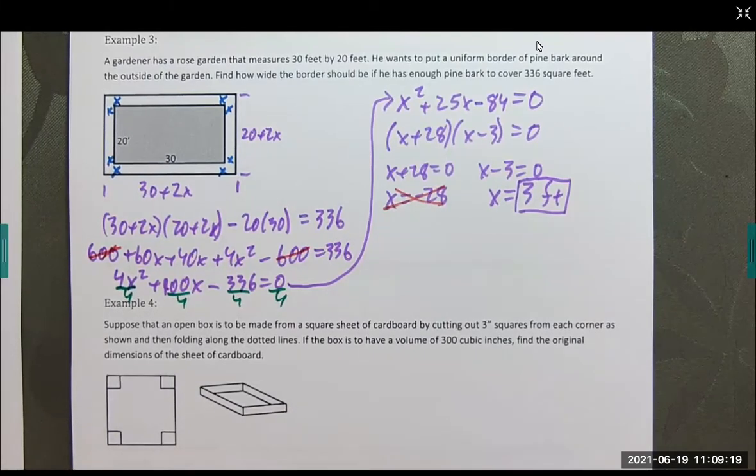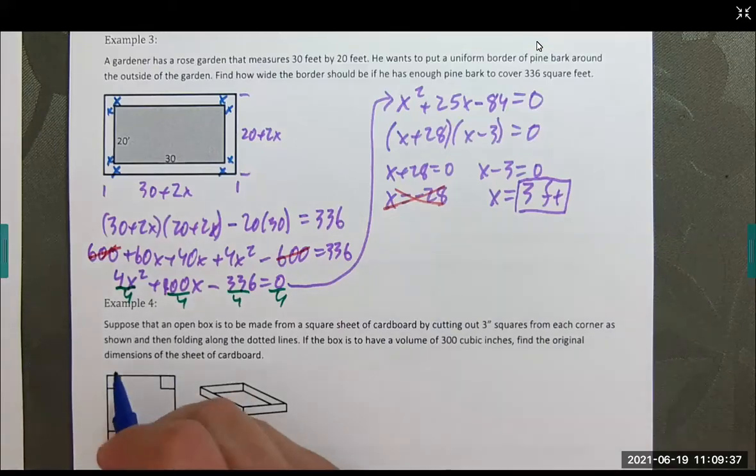Suppose that an open box is made from a square sheet of cardboard by cutting a 3-inch square from each corner, as shown, and then folding it along the dotted lines. If the box is to have a volume of 300 cubic inches, find the original dimensions shown.